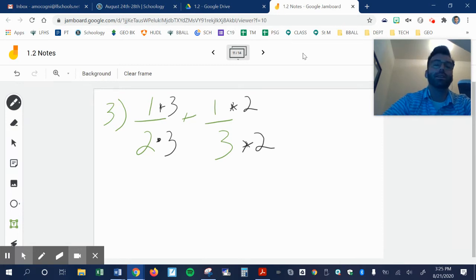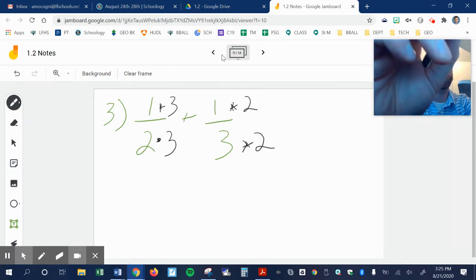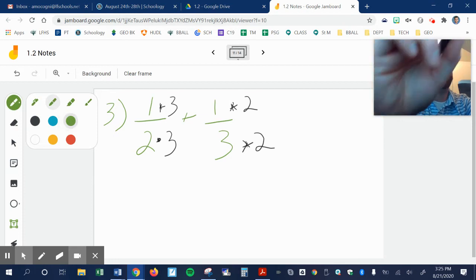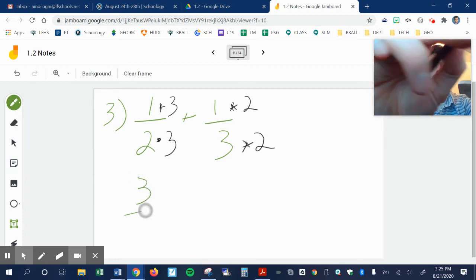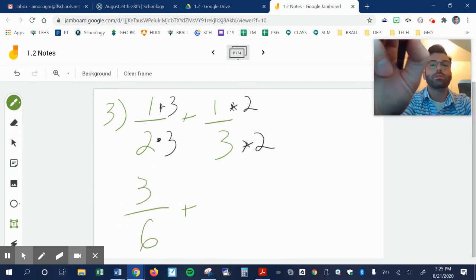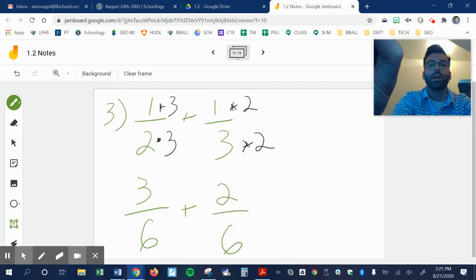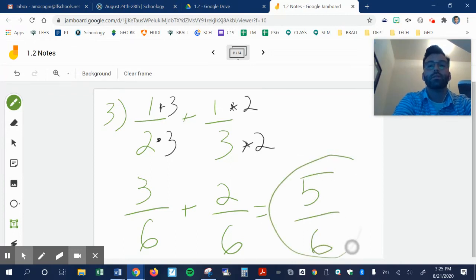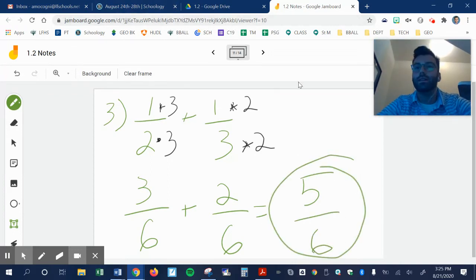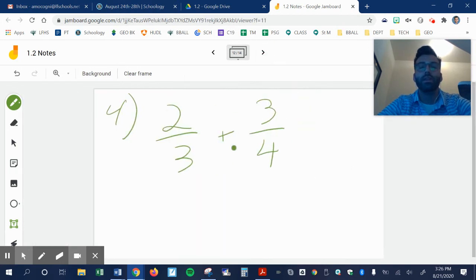If I multiply 1 times 3, I get 3. 3 over 6 plus 2 times 1 is just 2 over 6. Look at that. We have our common denominator, which gives us 5 over 6. Holy buckets. So fun. Okay, this next one is a little bit more challenging.